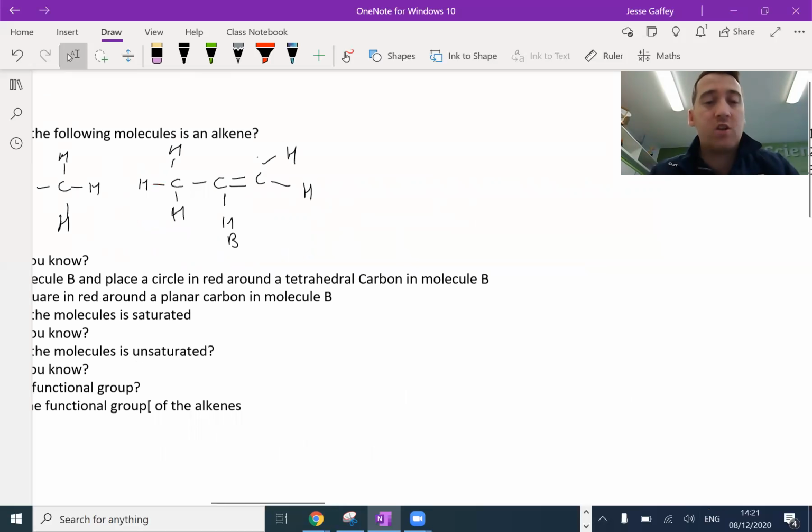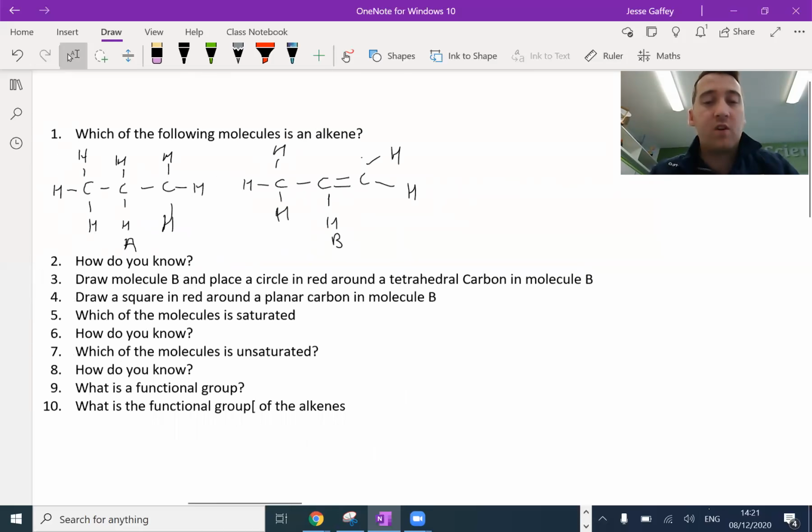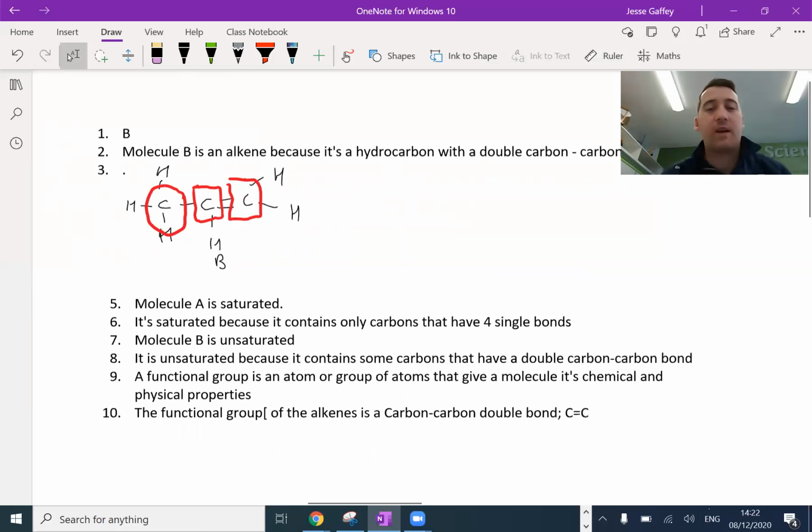And what is the functional group of the alkenes? So the functional group of the alkenes is a carbon-carbon double bond, written like this: C double line or parallel lines, C double bond C. Okay.